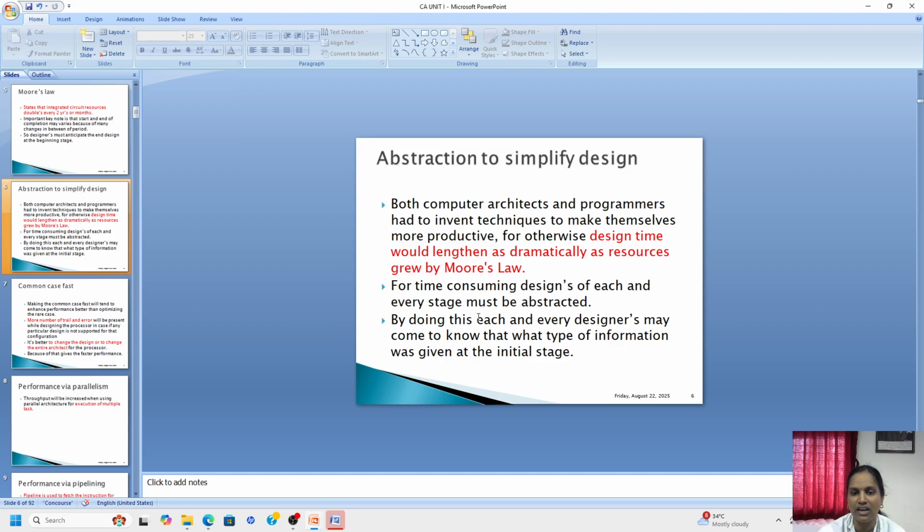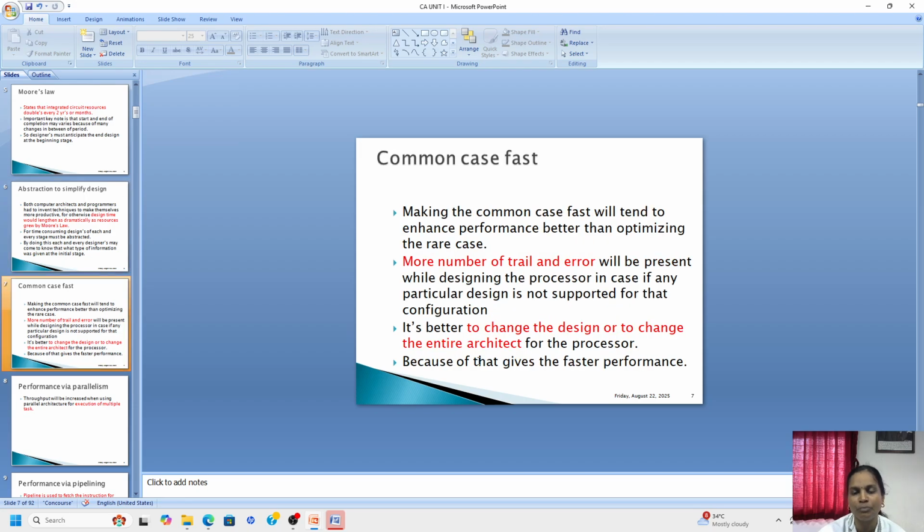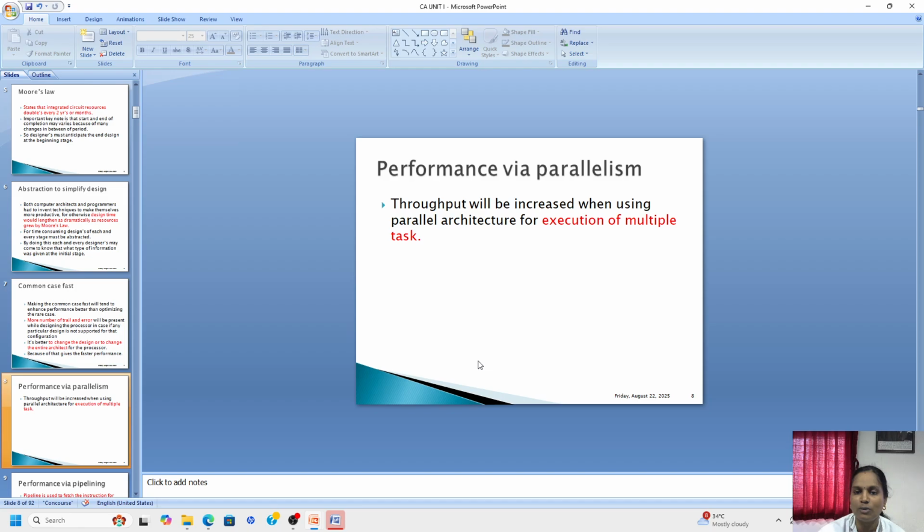Abstraction to simplify the design. Abstraction means both the computer architect and the programmers had to invent techniques to make themselves more productive, otherwise design time would lengthen as dramatically as resources grow by Moore's law. Common case fast means making the common case fast will tend to enhance the performance better than optimizing the rare cases. More trial and error will be present while designing the processor. In case a particular design is not supported for that configuration, it is better to change the design or to change the entire architecture for the processor.